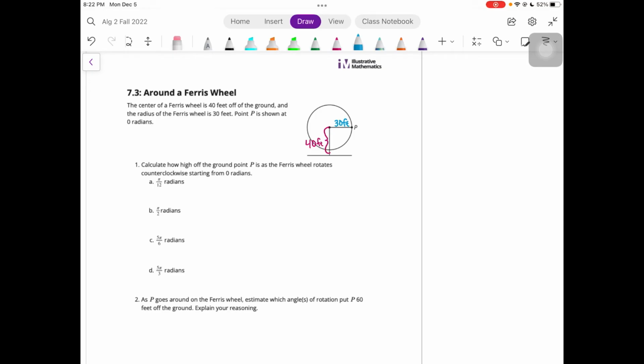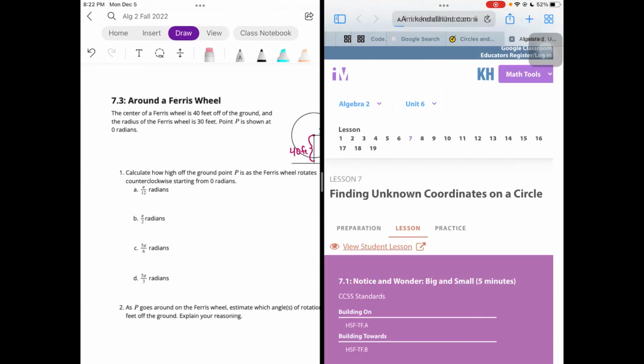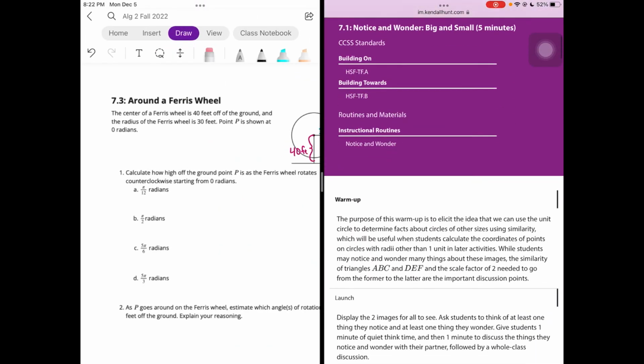All right, so we are going to take a look at this as it is rotating. So I'm going to bring up an applet that we can take a look at so we can see how things are moving. Here we go.